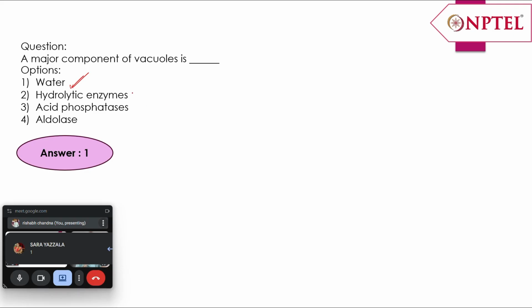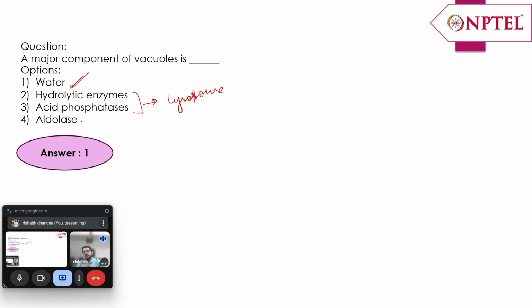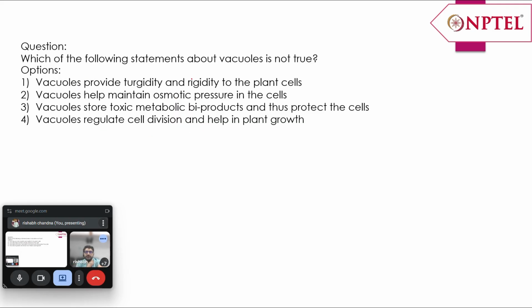Hydrolytic enzymes, acid phosphatases are present in the lysosome. And aldolase is present in the cytoplasm. So it's an enzyme basically. Okay, so let's move on to the next question. Which of the following statements about vacuoles is not true? So what can be the correct answer?